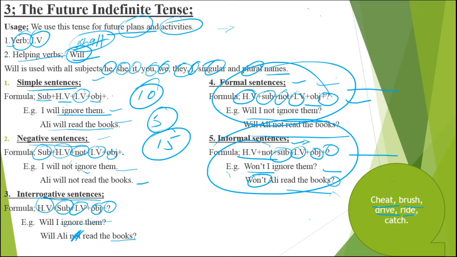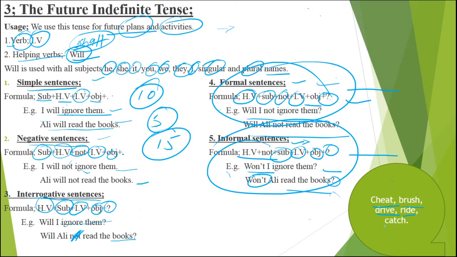Ride, he rides a bike, he does not ride a bike, does he ride a bike, does he not ride a bike, doesn't he ride a bike. He rode a bike, he did not ride a bike, did he ride a bike, did he not ride a bike, didn't he ride a bike, he will ride a bike, he will not ride a bike, will he ride a bike, will he not ride a bike, won't he ride a bike.